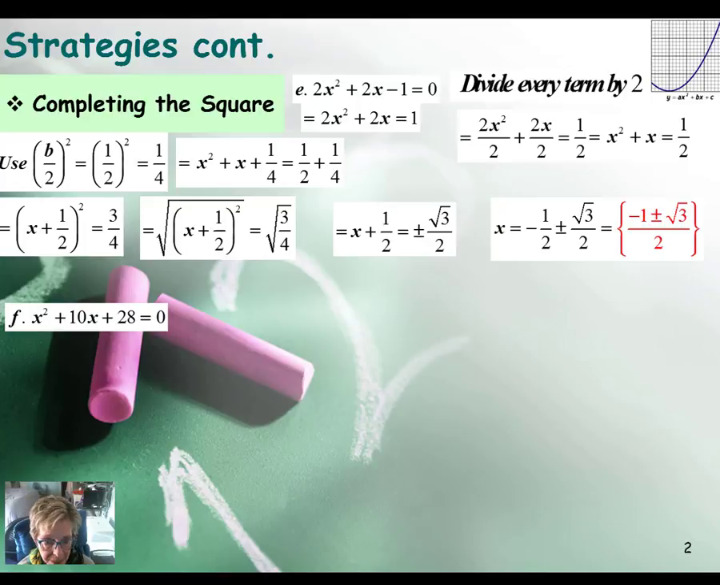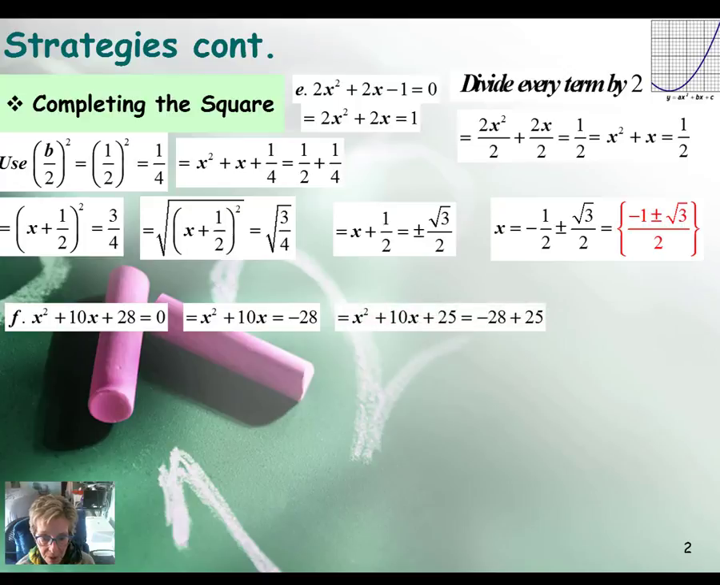My next example is x squared plus 10x plus 28 equals 0. I'm going to move that 28 to the right-hand side so that I can complete the square. And now my b is 10, so I'm going to divide 10 by 2, square it, and I get 25. Add 25 to both sides of the equation. And now on the left-hand side, I have a perfect square trinomial, which factors into the quantity of x plus 5, quantity squared. Combine my -28 and 25, and I get -3.